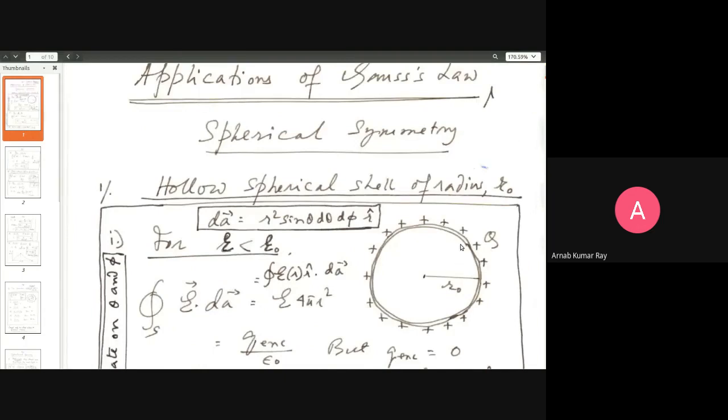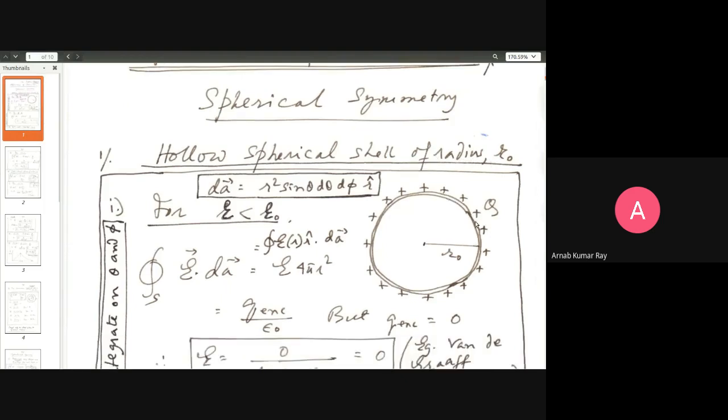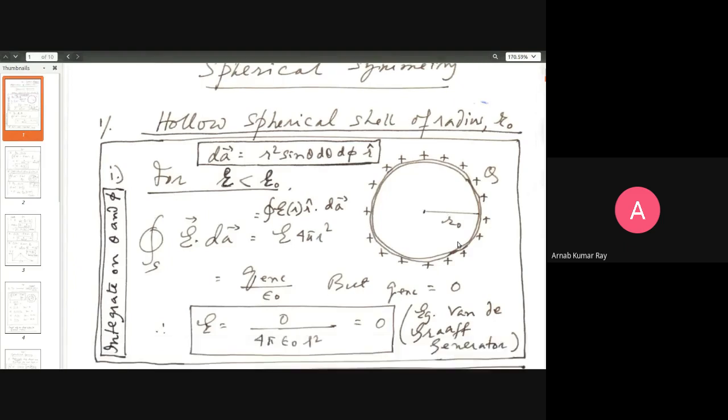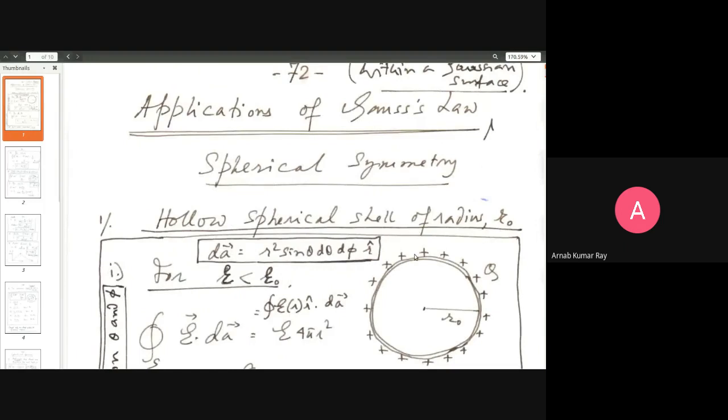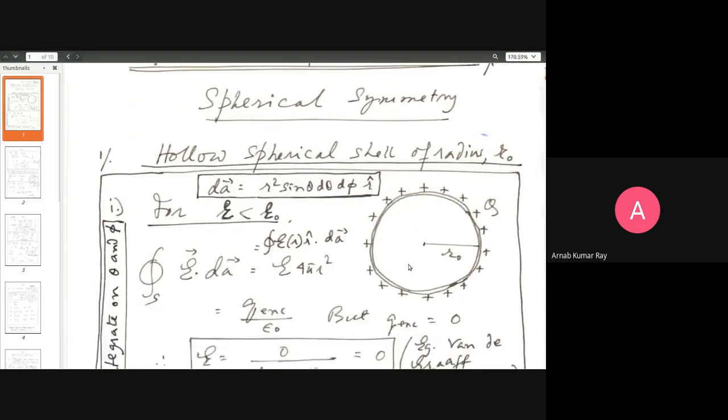There's a hollow spherical shell of radius R0. This is the shell. It's empty inside, just like, let's say, a copper or a brass shell. So it's a spherical shell, but it's empty inside. Charges are made to reside on the surface. All these plus charges, let us say, are sitting on the surface of the shell. Total charge residing on the surface is capital Q. And you now have to find the electric field due to these charges in three cases.